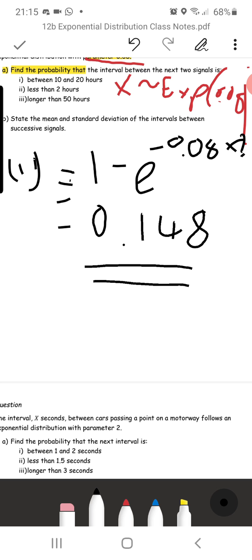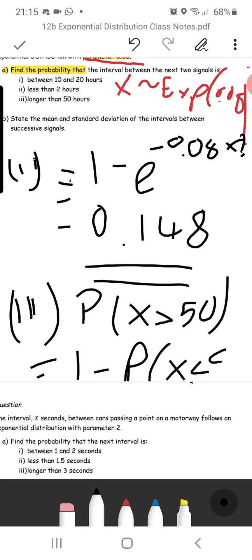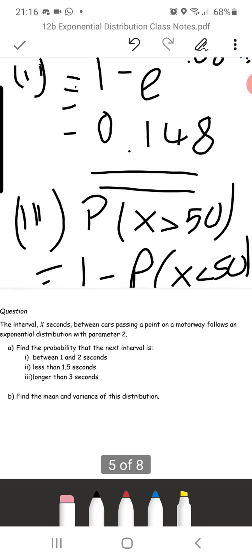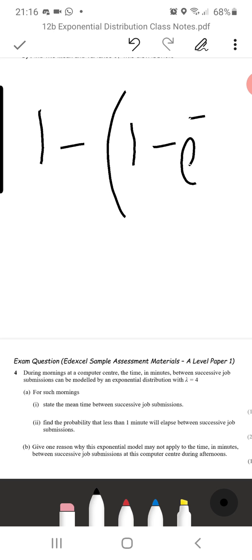Okay, whereas longer than is the wrong way. We've got to do less than or equal to. So part 2 was a less than or equal to. However, part 3 is actually a greater than. So we've got to do 1 minus less than. And the issue here with exponential is the probability of less than or equal to formula already has 1 minus in that formula. So with a little bit of space down here, we're going to have 1 minus 1 minus. And that bracket is going to be very important.